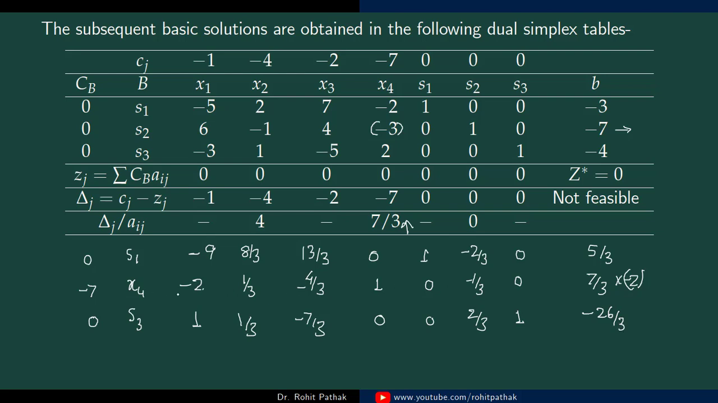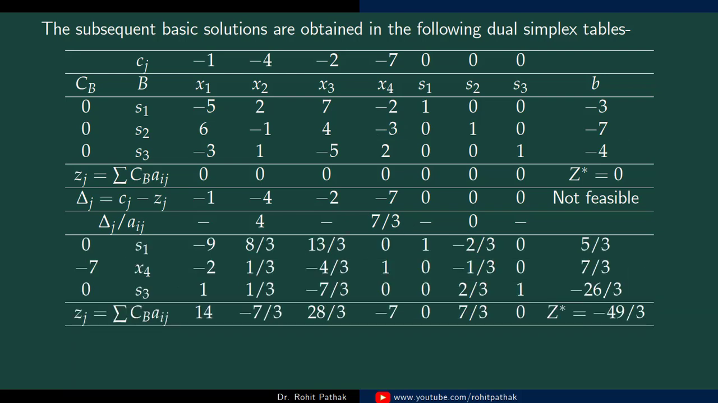Right? So using this row, key row, we make all other entries 0 in the corresponding column. So we get these modified entries. Okay. Now as usual, the most negative element here is minus 26 by 3. So we see that this solution again is not feasible. This is infeasible. Now before that, we calculate again Zj and net evaluation del j.